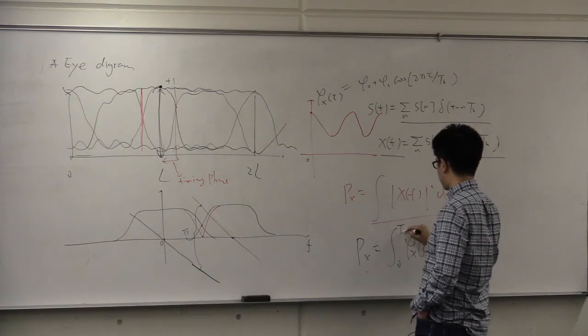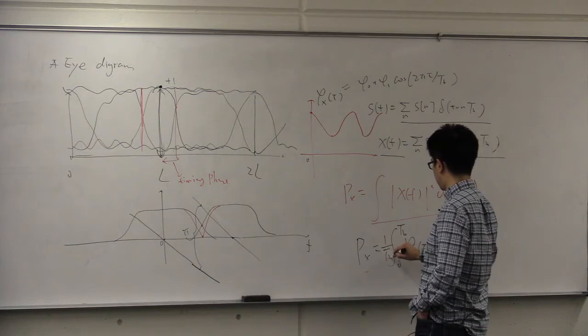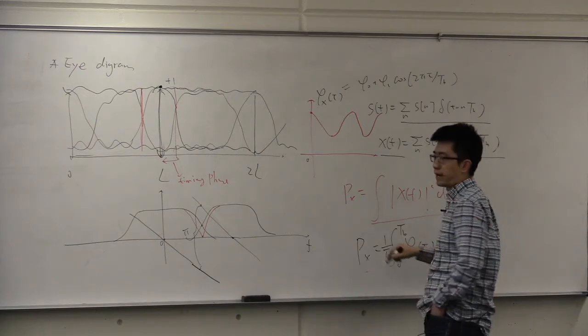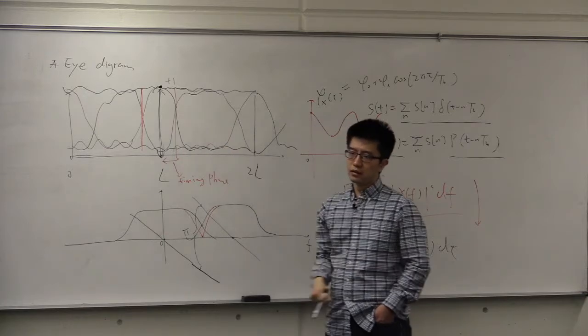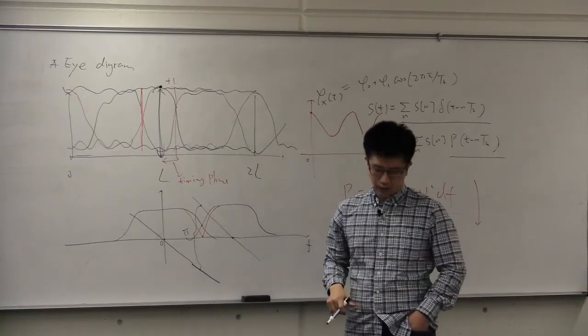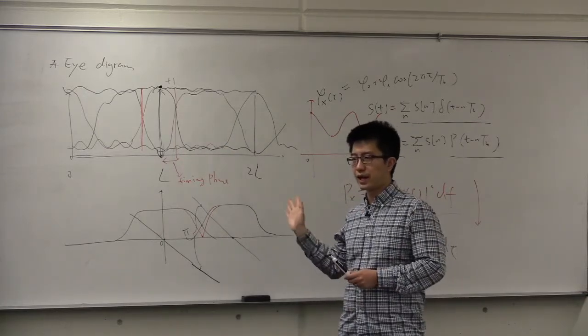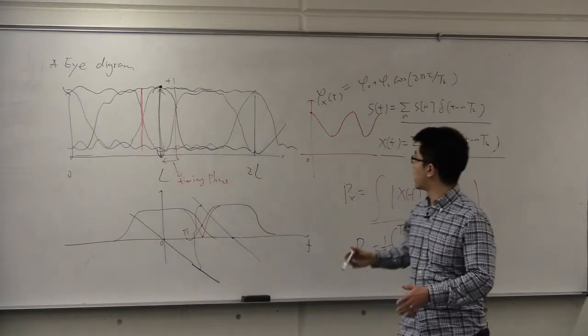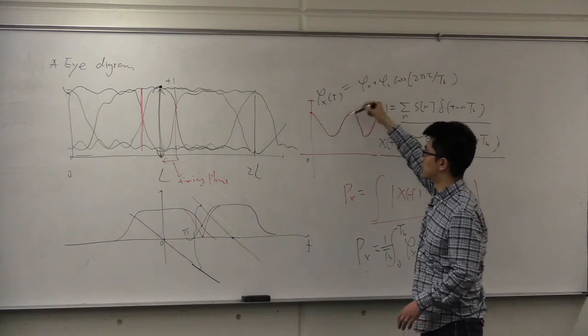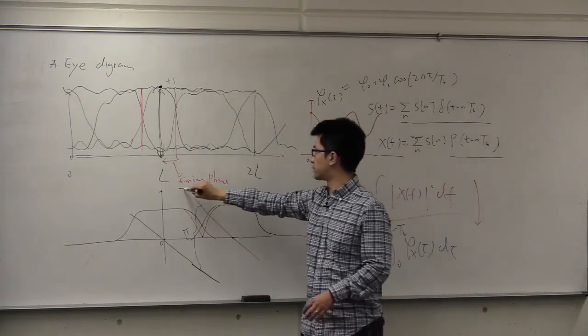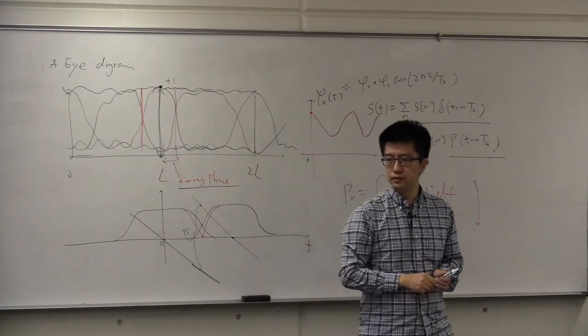Basically from 1 over Tb, 1 over Tb. So that will basically give you the power of the signal, right? Just every point squared, and then we do that. Is that kind of clear? You don't need to understand how we get this function, as long as you understand this intuition and what the concept of timing phase is.